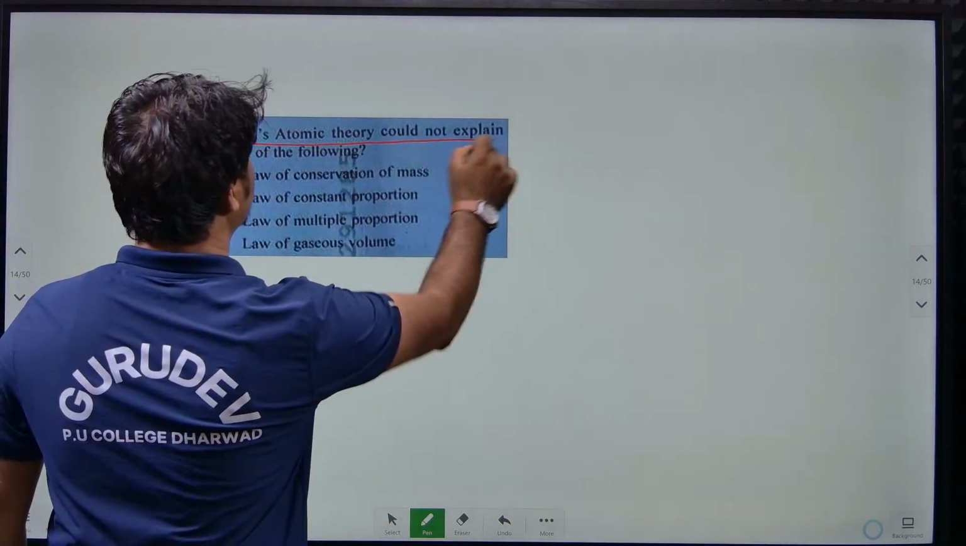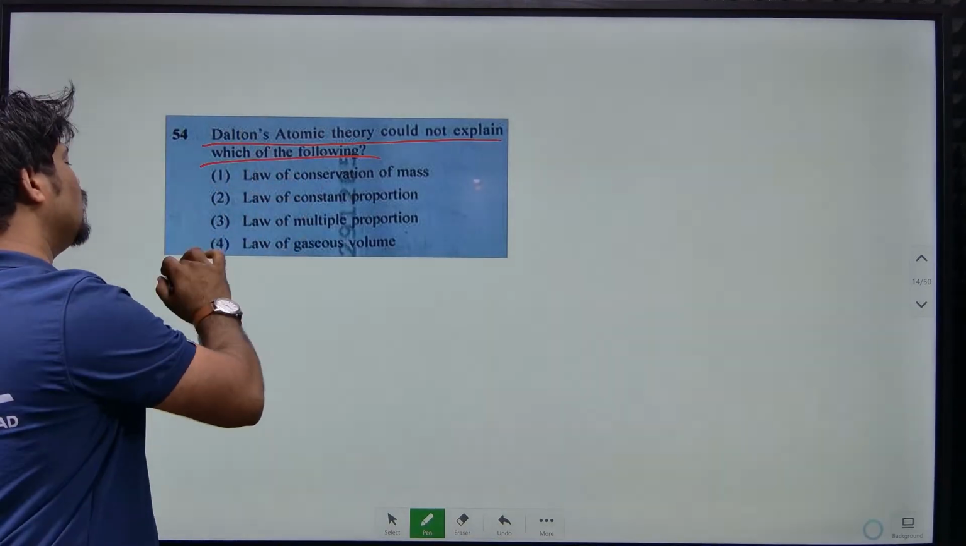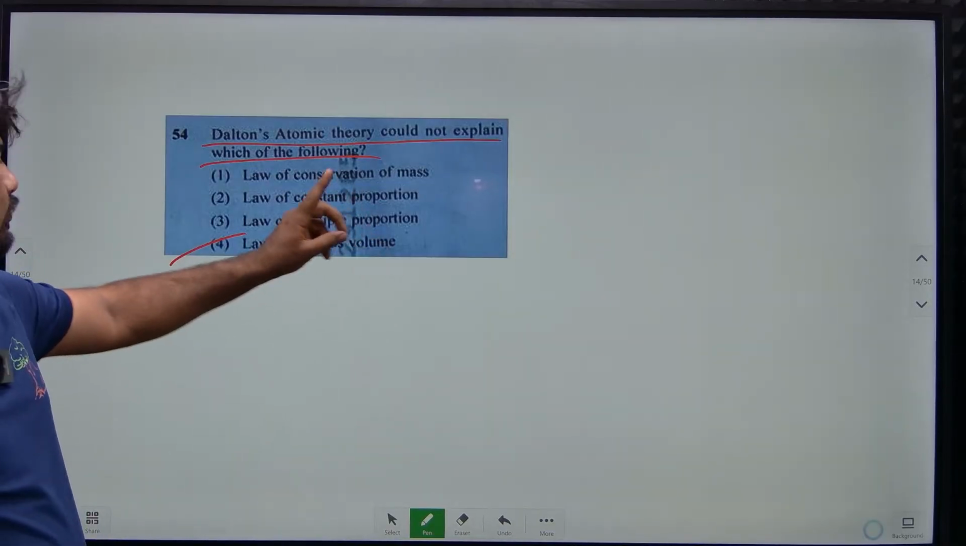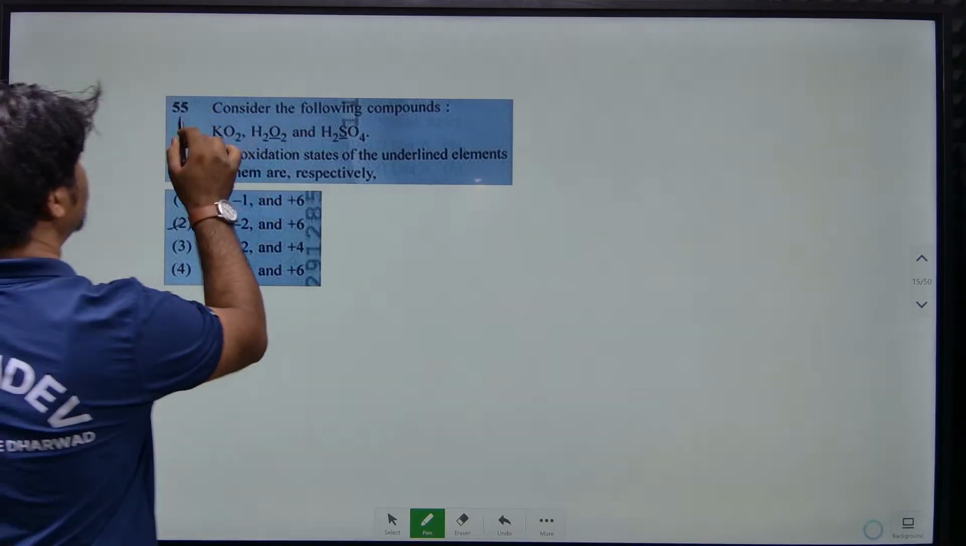Dalton atomic theory could not explain which of the following? Actually, the Dalton atomic theory could not explain the Gay-Lussac law, that is the law of gaseous volume. That is, answer 4 is the right answer for the question. Well, go to question number 55.